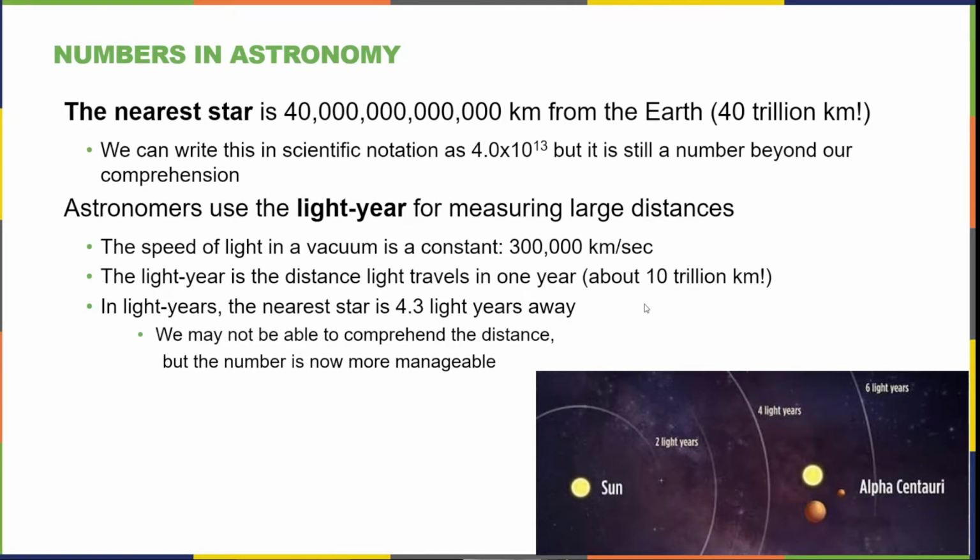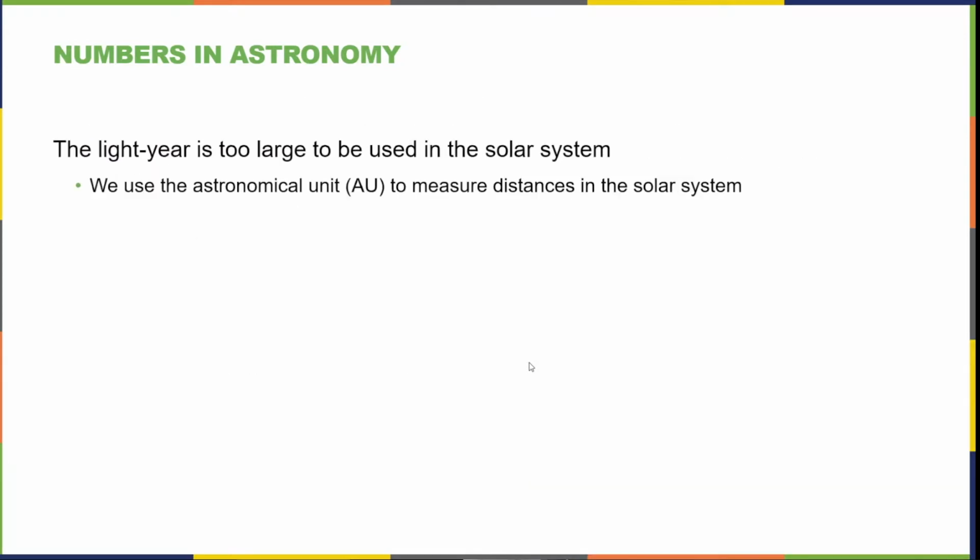A light year is the distance traveled by light in 1 year. So instead of saying all these numbers, it's more manageable to say 4.3 light years away. So our next nearest star is 4.3 light years away. It's still quite hard to comprehend that distance, but the number is more manageable.